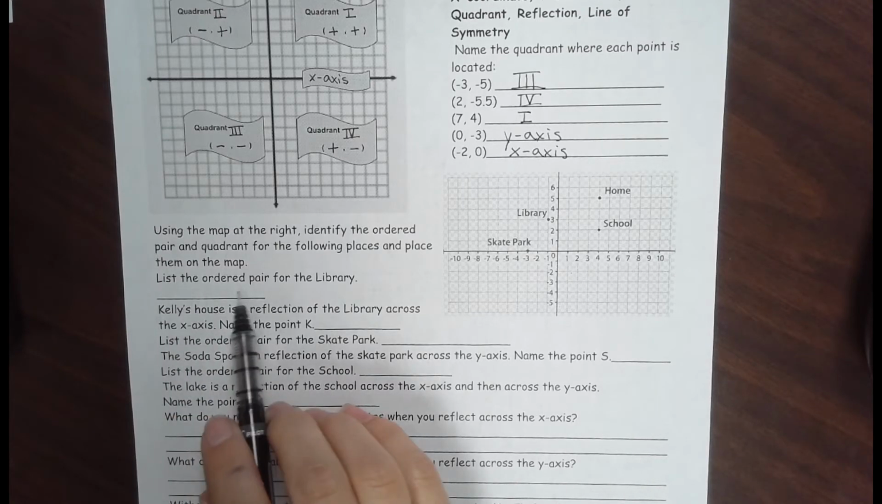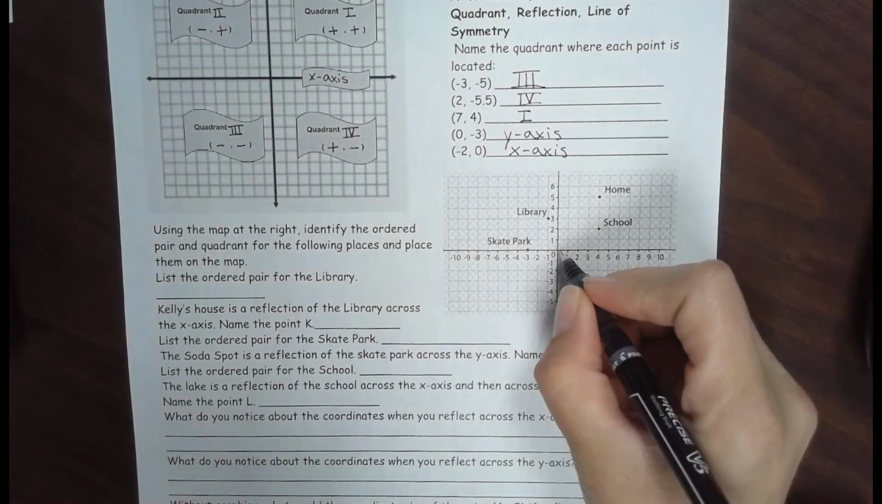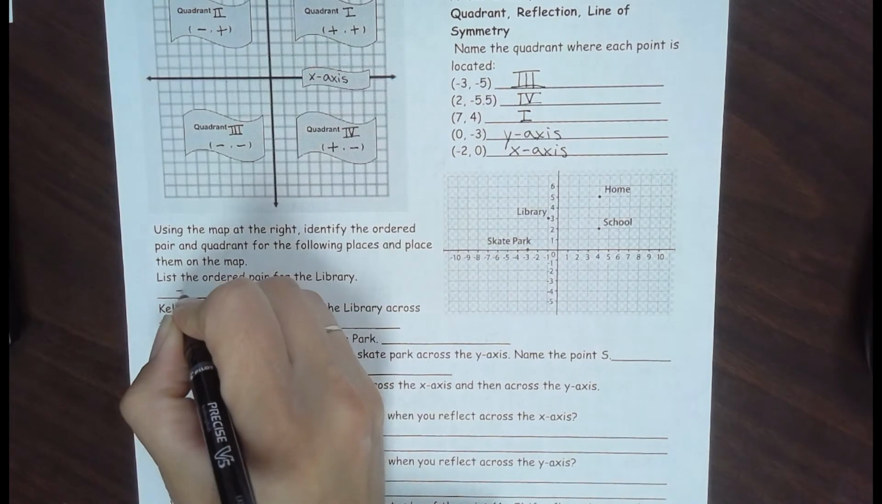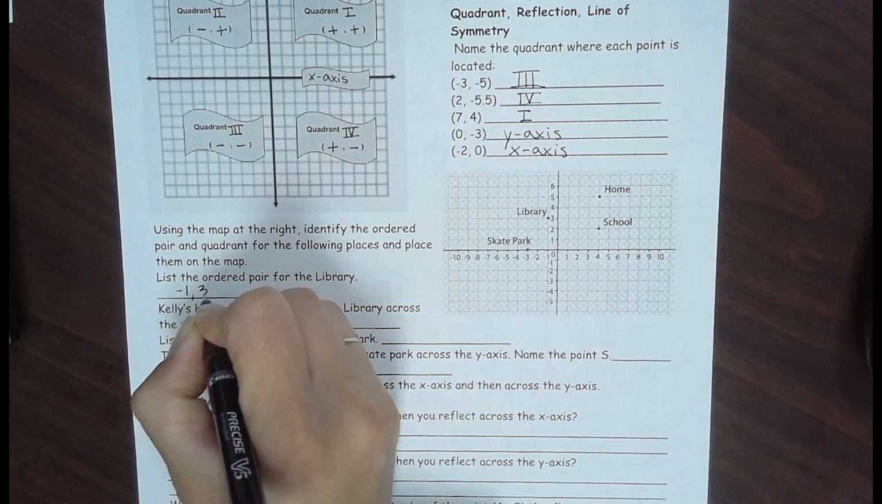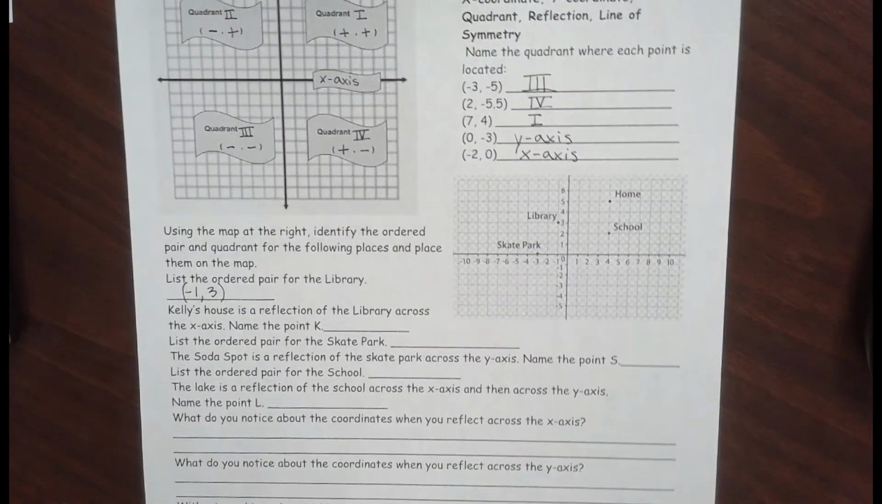and place them on the map. List the ordered pair for the library. Okay, the library is located at (-1, +3). Make sure you put the parentheses around it. That's how we know it's an ordered pair.